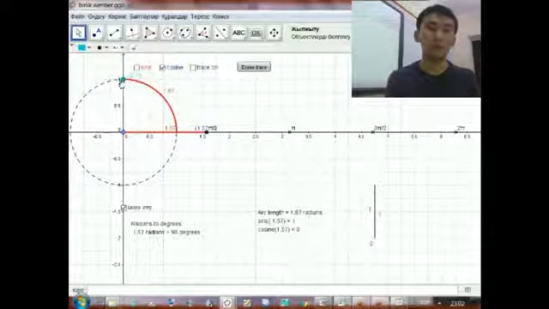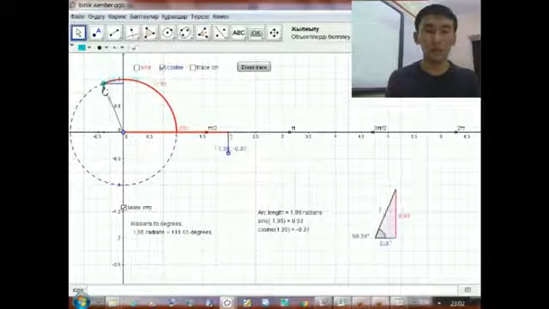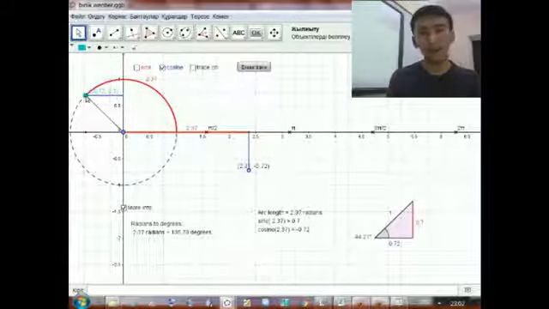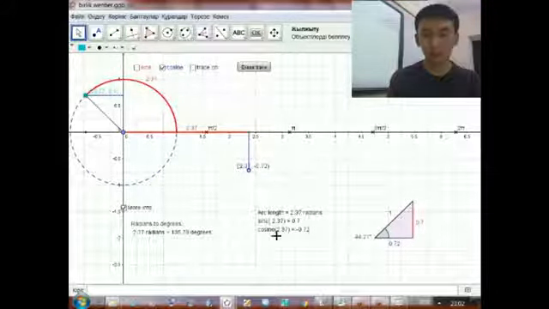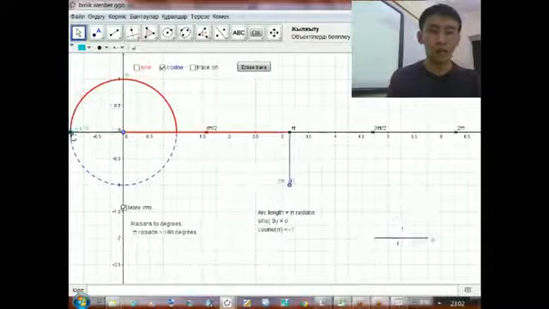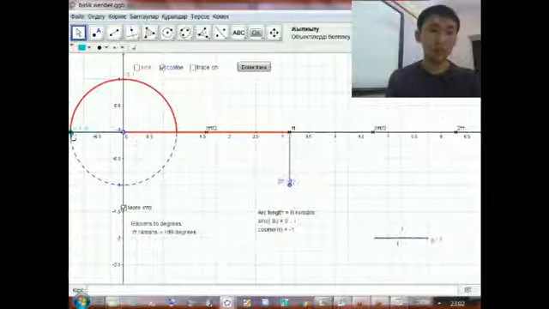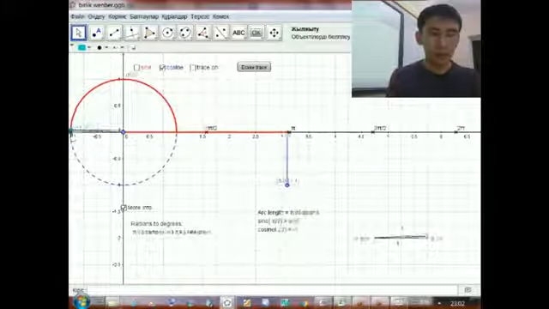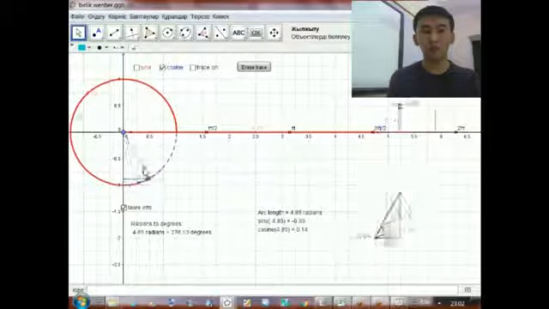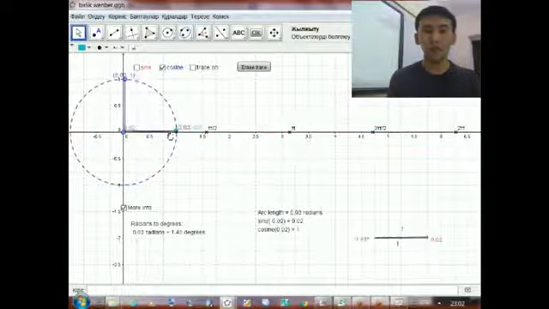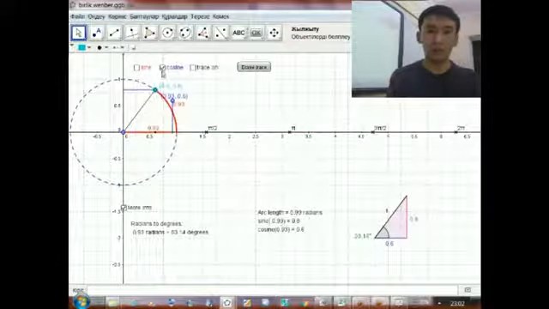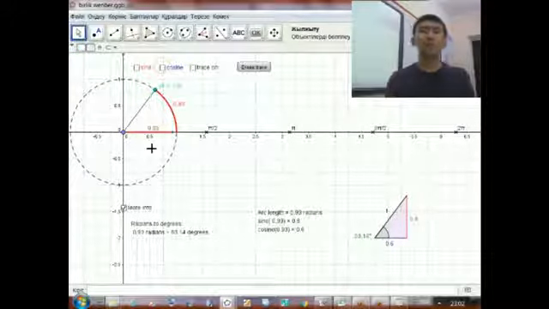As we continue to increase the angle, the line segment is increasing but in the opposite direction, so the value of the cosine is negative. At 180 degrees, the cosine is equal to -1. At 270 degrees, cosine is equal to 0. At 360 degrees, the value of the cosine is equal to 1. Okay, shortly we have reviewed the unit circle.